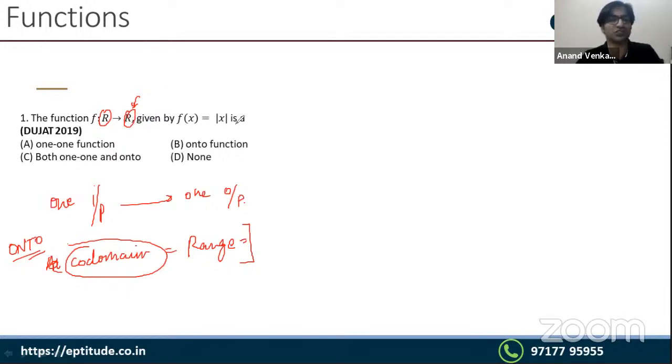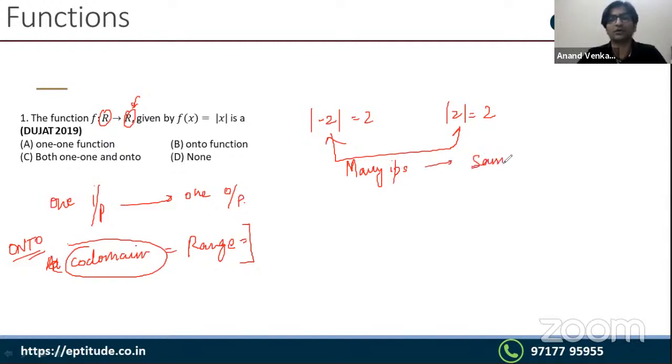So for example, if I use this logic here, mod of x, is it one-to-one? Is it true that if I give it an input, it will lead to a single unique output, right? But you can see that mod of -2 is equal to 2, and mod of 2 is also equal to 2. So doesn't it mean that many inputs give me the same output, right? So if many inputs give me the same output, then it will be a many-to-one function and not a one-one function, right? So clearly I can rule out option A here.